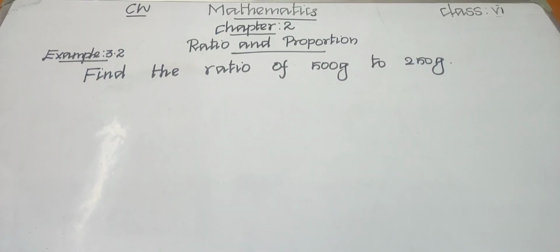So what have we learned about ratio? Ratio is a comparison of two quantities of the same kind, right? So both these terms are in gram. Both these are of the same kind, that is gram, so that we can find the ratio.